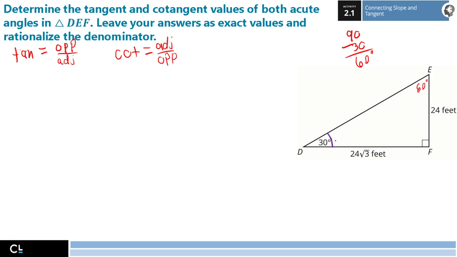For my 30-degree angle, purple, this side is my opposite, which means that this side is my adjacent. So for my tangent, I'm going to put tangent of 30 degrees equals opposite over adjacent, which is going to be 24 over 24 radical 3.